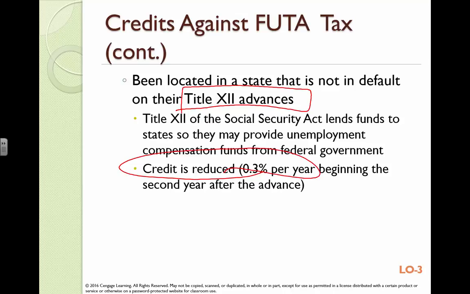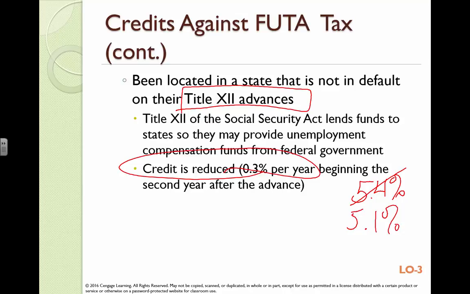So they give Arizona an infusion of $400 million. And Arizona pays its unemployment benefits, stays current with all that. And they have another bad year, they get another loan. Now let's say they owe $1 billion. They have to start paying it back 2 years after they first took the loan. And if they don't start paying it back to the federal government, they're technically in default. So in the first year that they're in default, you don't get a 5.4% credit this year, it goes down by 0.3. So you get a 5.1% credit.